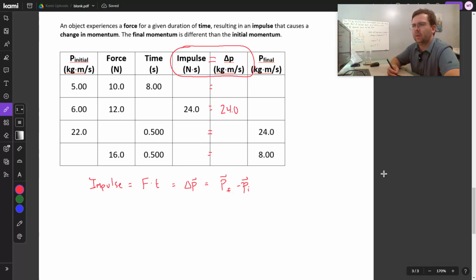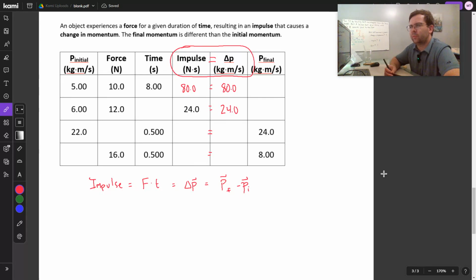For example, force times time is impulse. So we have a force of 10 newtons times 8 seconds. That's going to be an impulse of 80 newton seconds, 80.0 newton seconds. So we can write that over here as well, 80.0.